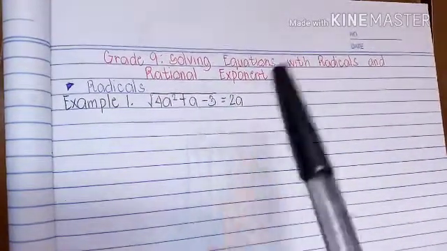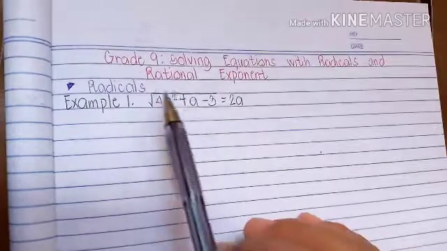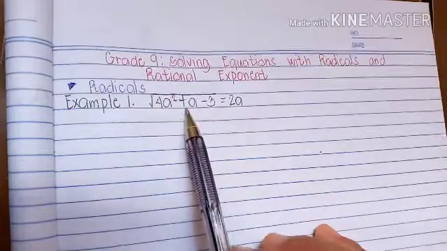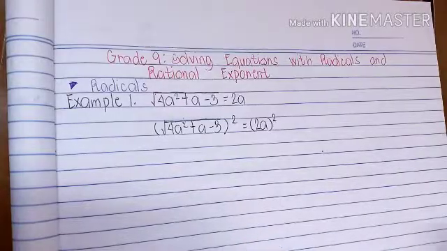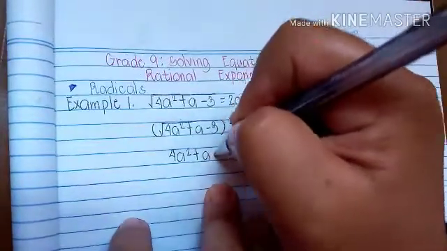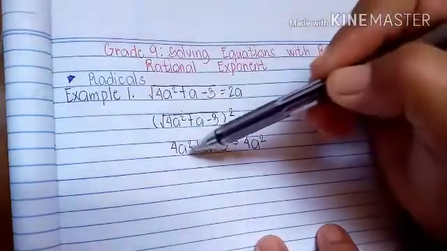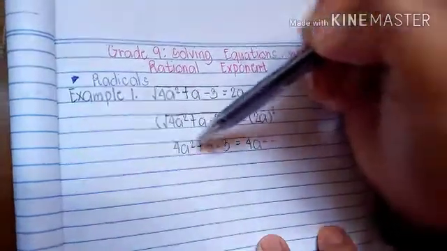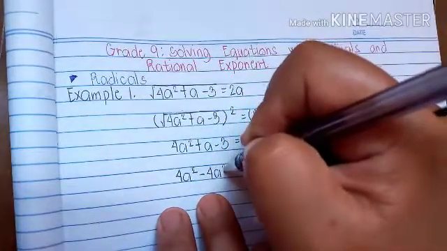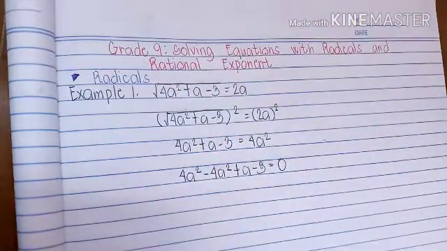Since we're going to follow the steps in your book, we're going to have to square this first since the index is 2 and we don't have any other terms on the left side of the equal sign. So squaring this and simplifying, we now have 4a squared plus a minus 3 equal to 4a squared. For us to solve for a, we transpose 4a squared to the left side. So that would become 4a squared minus 4a squared plus a minus 3, equal to 0.